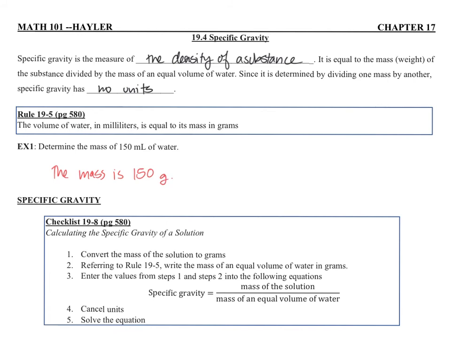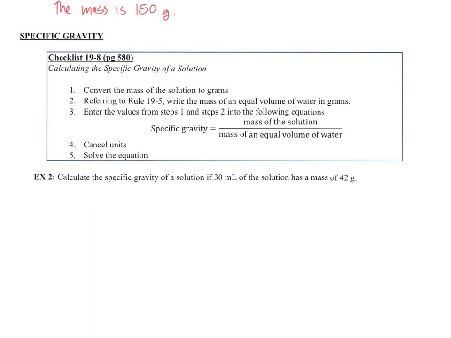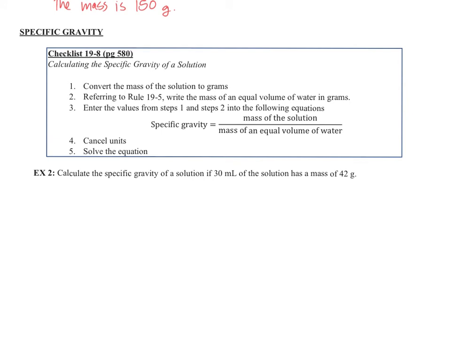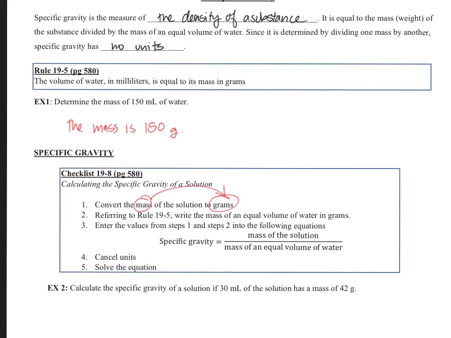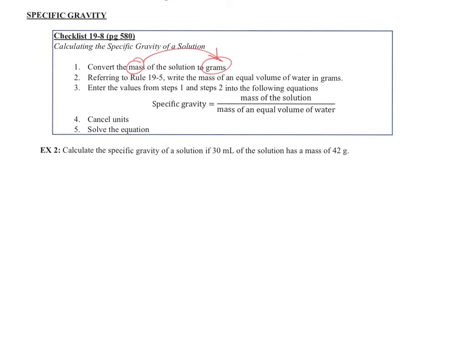Now let's work on specific gravity. Next checklist, 19.8, calculating the specific gravity of a solution. This is a very grave problem. First step, convert the mass to grams. Then we'll look back at rule 19.5 to write the mass of an equal volume of water in grams. Then we'll enter the values from steps 1 and 2 into the following equation, cancel units, and solve our equation.